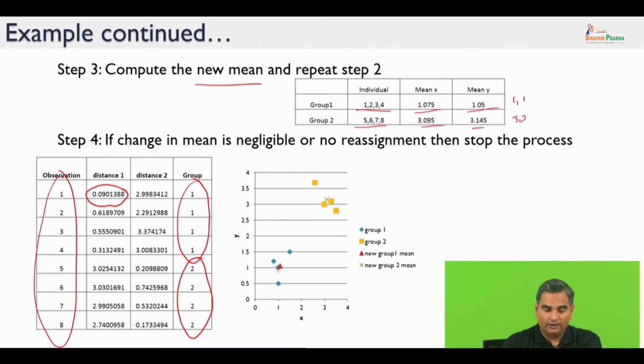Now, if it were the case that because of this new mean, let us say for example, this had gone into group 2 and this and this had gone into group 1, then correspondingly you have to collect all the points in group 1 and calculate a new mean, collect all the points in group 2 and calculate a new mean, and then do this process again, and you keep doing this process till the mean change is negligible or no reassignment. So, one of these two things happen, then you can stop the process.